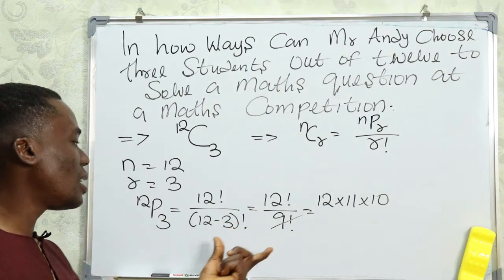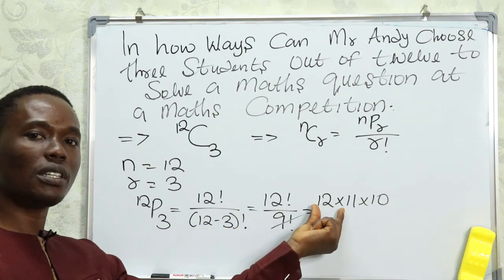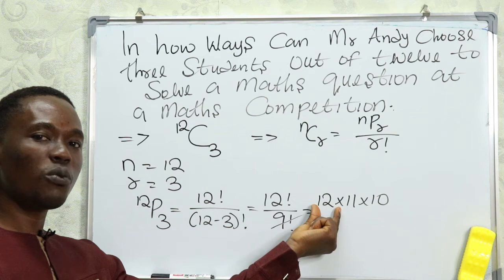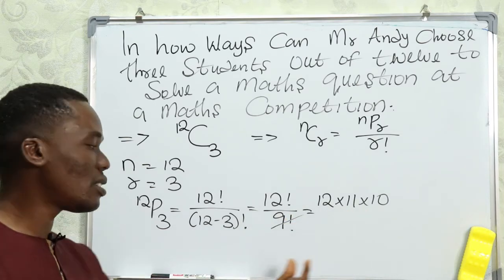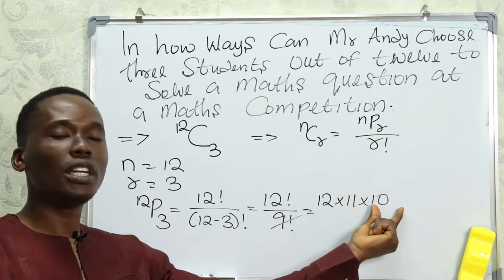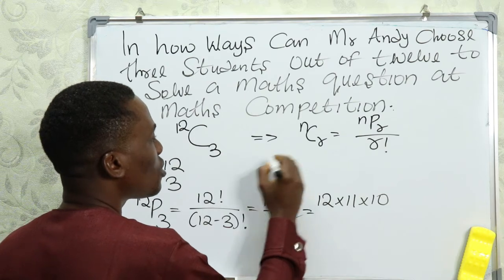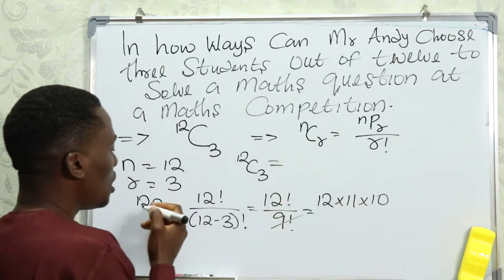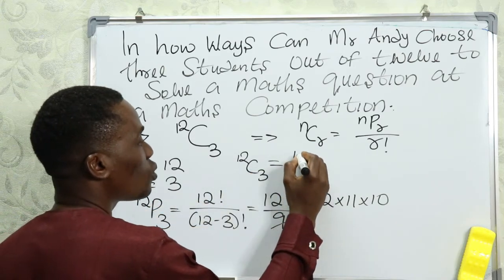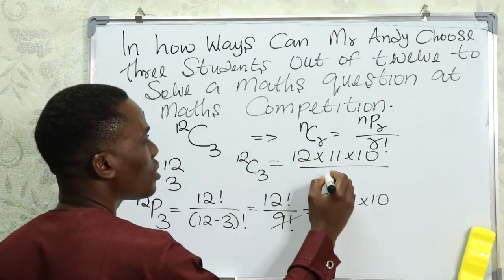So in other words, we can say the first person can be chosen in 12 ways. Choosing the second person can be arranged in 11 ways, and choosing the third person can be arranged in 10 ways. So having gotten that, we can now put this into the formula. We know that our 12 combination 3 will be equal to 12 permutation 3, which gives us 12 times 11 times 10, all over 3 factorial.